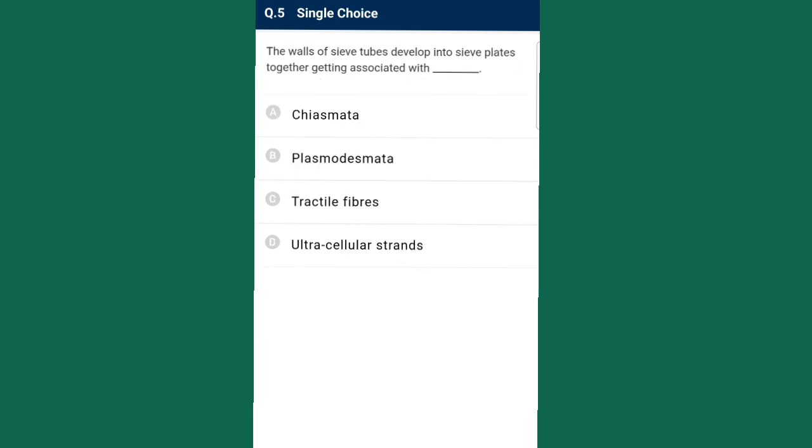Question number 5. The wall of sieve tubes develop into sieve plates together getting associated with. The plasmodesmata act as channel between the cell walls of adjacent plant cells. They are mainly involved in transport and cell-to-cell recognition. Structurally, the sieve tube wall is dispersed with plasmodesmata and are grouped together. So the answer is option B, plasmodesmata.